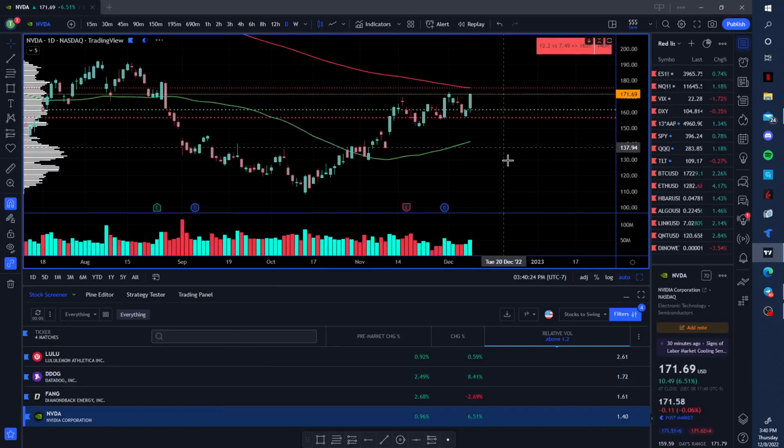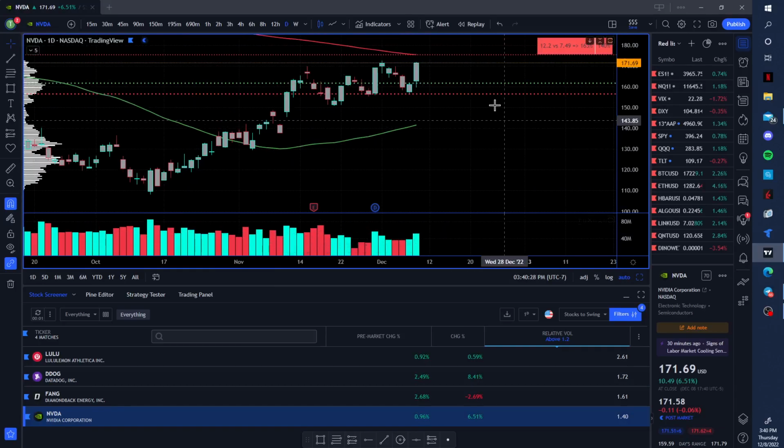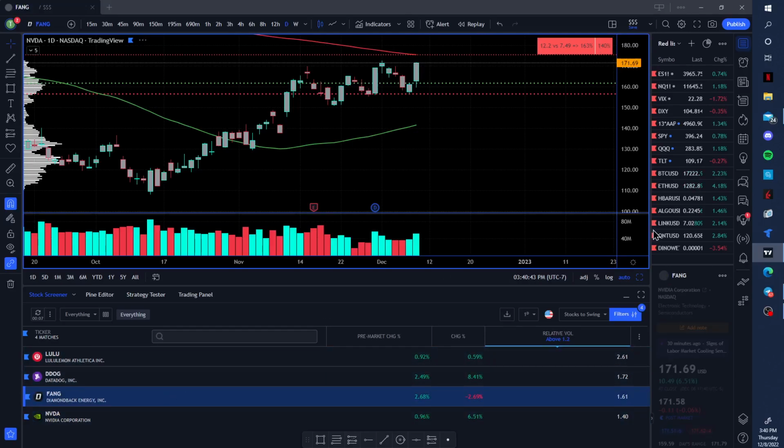Nvidia, I was thinking about taking. This one also, look at that. Relative volume really high. Very strong candle on the breakout of this trend right here. We do have the 200-day moving average right above, so that's a little iffy. I was contemplating taking that, but I took Datadog instead. Okay. And then we did have Fang Energy.